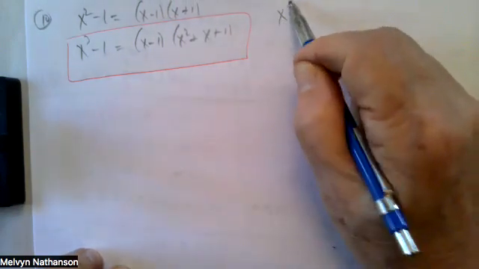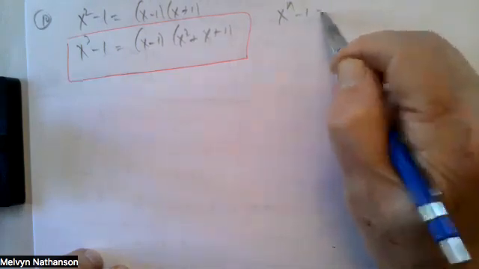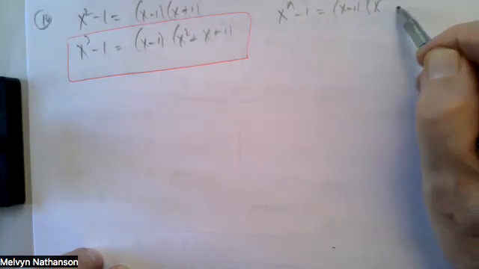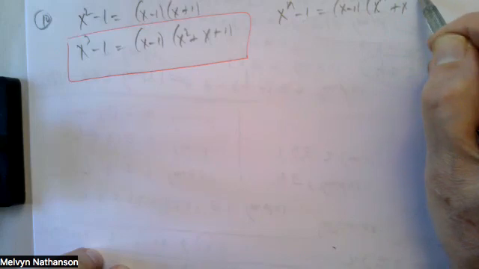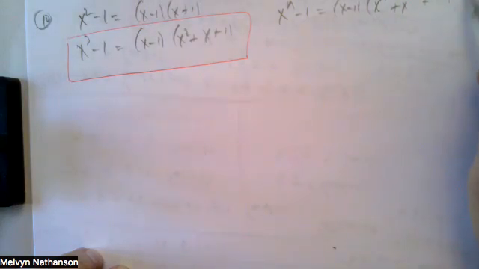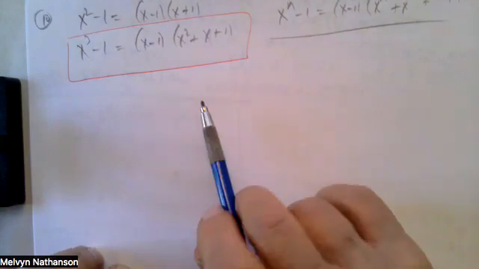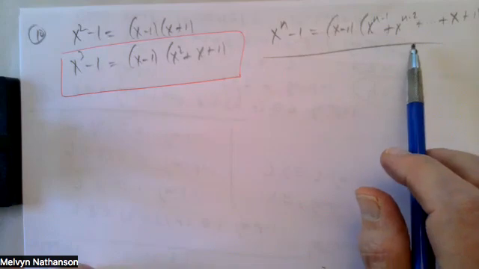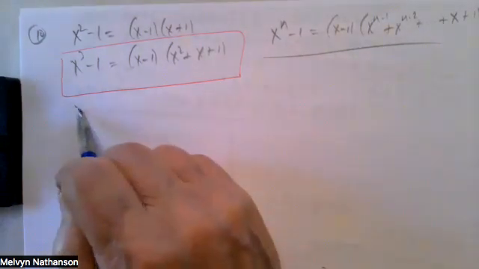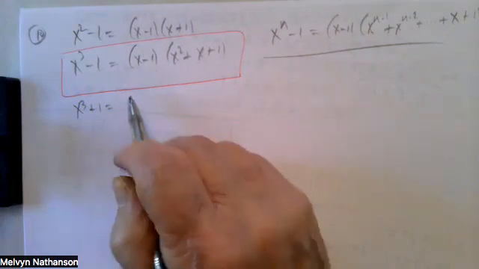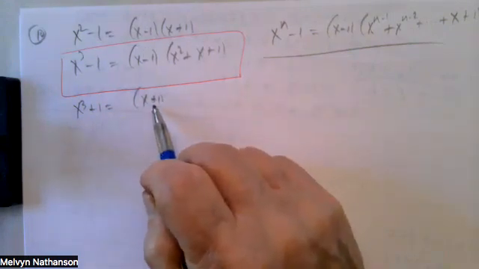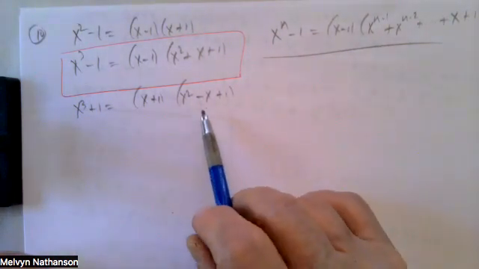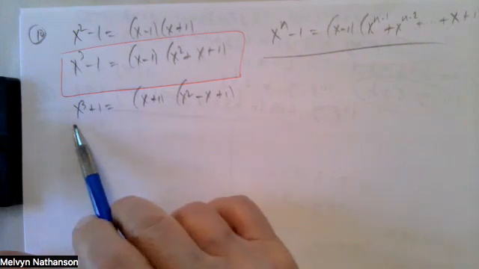In general, x to the n minus 1 always factors into x minus 1 times x to the n minus 1 plus x to the n minus 2, just the sequence of decreasing powers of x down to 1. So this you need to know, just general culture. This is the factorization of x to the n minus 1. And x cubed plus 1, maybe this is less obvious, but this also factors into x plus 1 times x squared minus x plus 1. And again, this is also irreducible over the rationals.